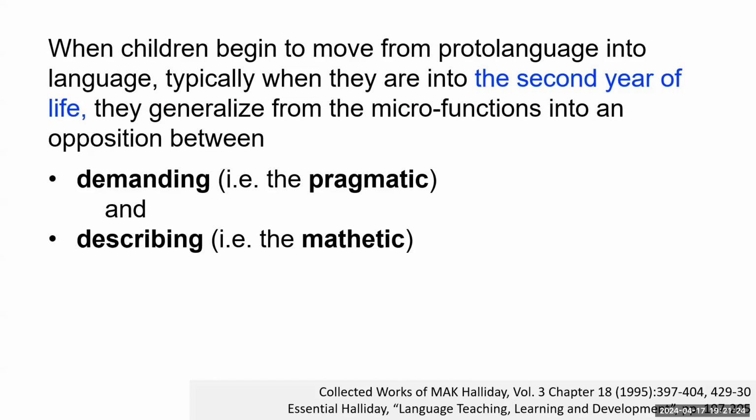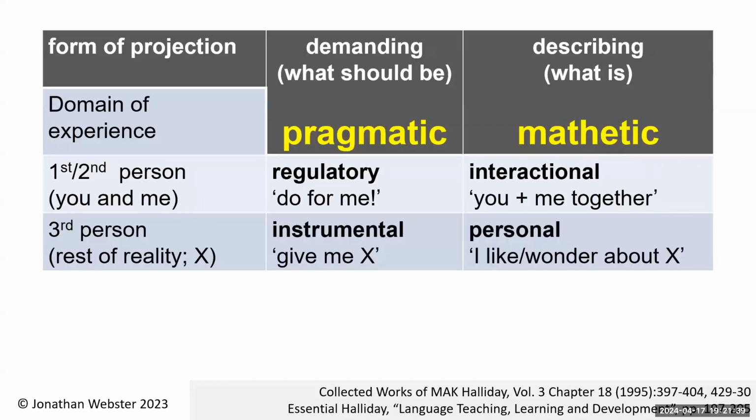went a further step and generalized these micro functions into what he calls the macro functions: demanding and describing. Now, for example, under pragmatic would be the regulatory, the instrumental. These are the micro functions we just noticed. Under the methetic would be the interactional, the personal, the describing what is, the demanding what should be. The regulatory, the instrumental, the micro functions identified and now generalized within demanding. The interactional, the personal, under describing, the methetic.